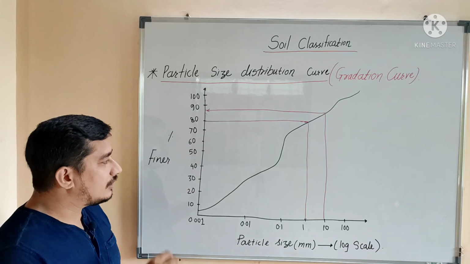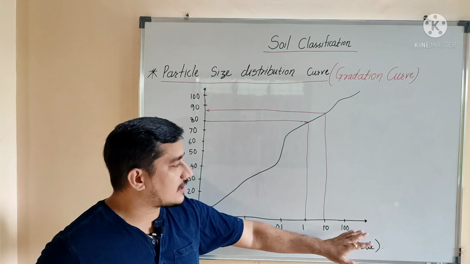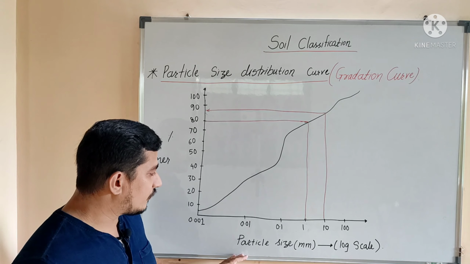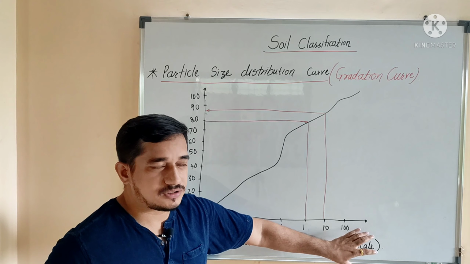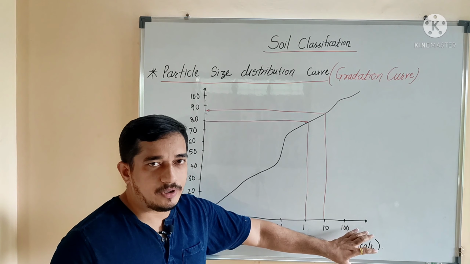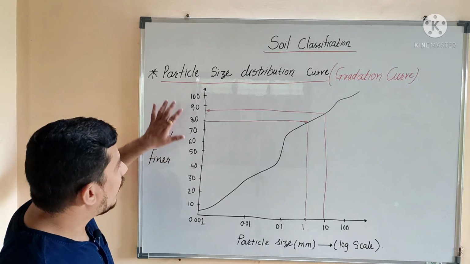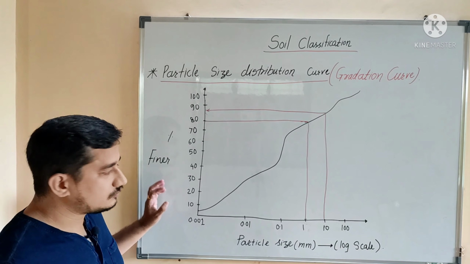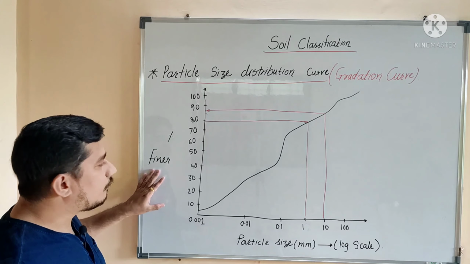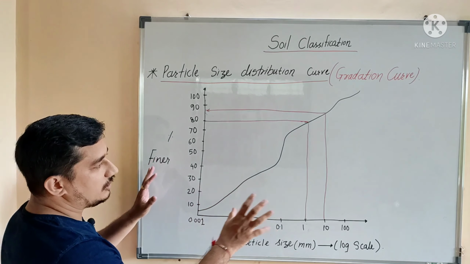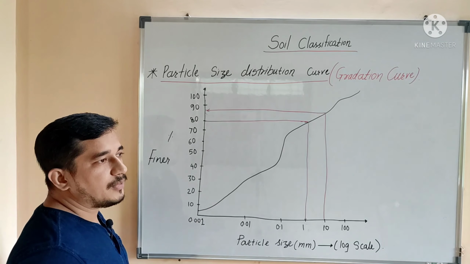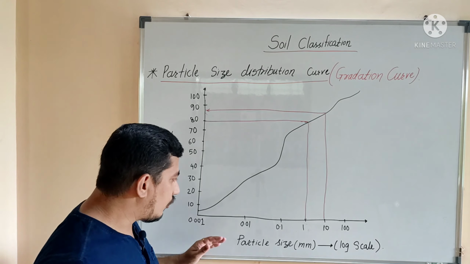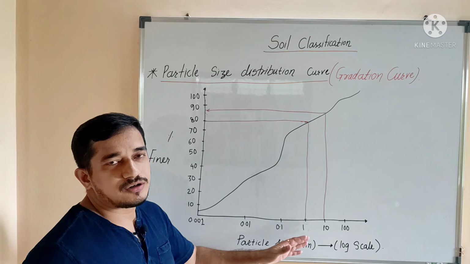In this curve, on the x-axis we will plot particle size, that is nothing but the sieve sizes, and this scale will be a log scale. On the y-axis we will plot percentage finer. So this is the graph that is plotted based on our sieve analysis report. The question arises: on the x-axis, why do we plot in a log scale?